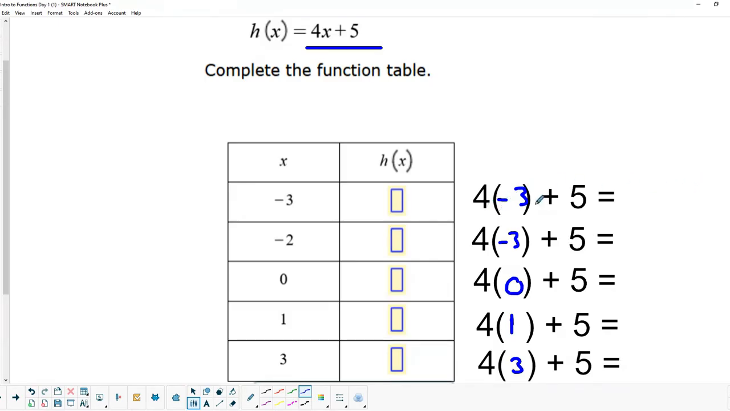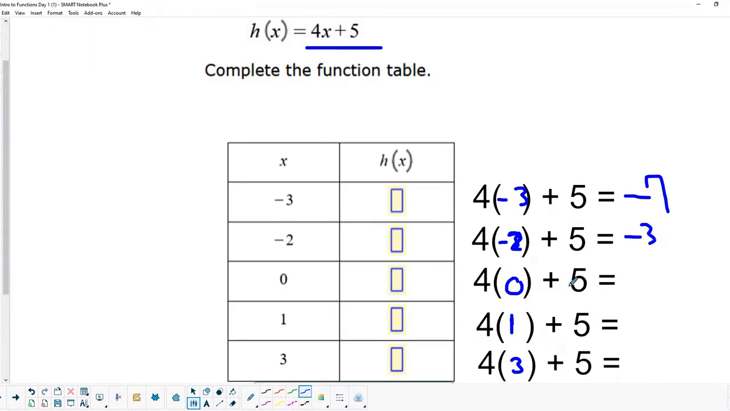4 times -3 is -12. -12 plus 5 is -7. Oh, I put that in. That should be a -2, huh? 4 times -2 is -8. -8 plus 5 is -3.